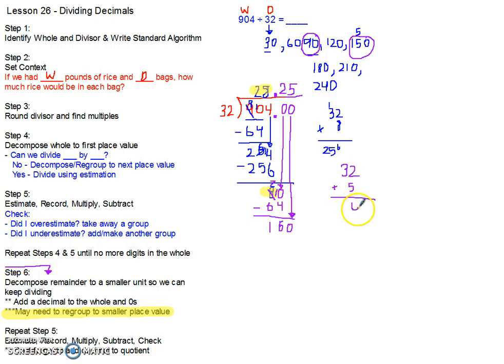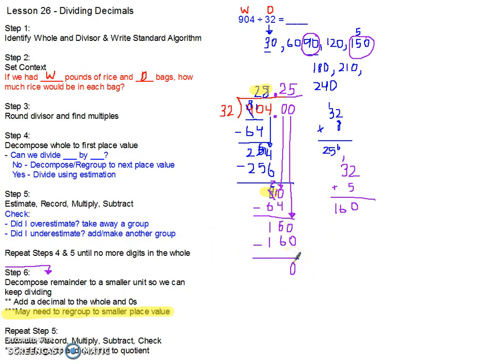5 times 2 is 10. Leave the 0, carry the 1. 5 times 3 is 15, plus 1 is 16. So I multiplied, now I subtract, do my first check. Can I do 160 minus 160? The answer is yes, so I didn't overestimate. And if I have 160 and take away 160, the answer is 0.